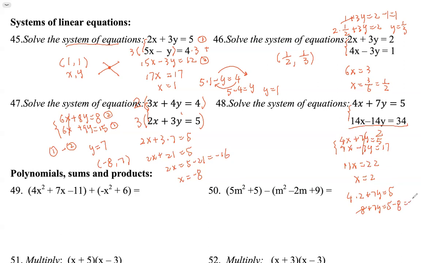5 minus 8, negative 3. Divide by 7 on both sides. So we get negative 3 over 7. That's our y value. So the solution for 48 is x value is 2, y value is negative 3 over 7. Okay, so this is how we solve system of linear equations.